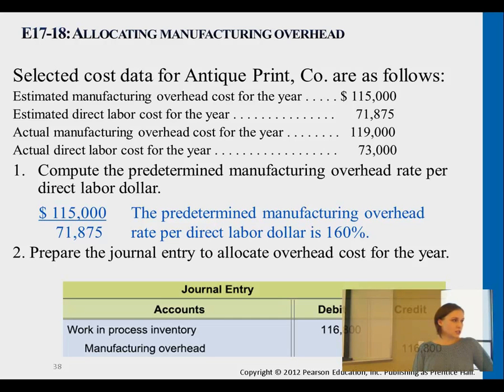So you're dealing with actual numbers right now, right? Yes. So how do I get 116,800? It's your predetermined manufacturing overhead rate per direct labor dollar, right? You're going to take your actual direct labor cost for the year, and you'll multiply that by the predetermined manufacturing overhead rate. So what did we do here? We're taking this actual direct labor cost for the year, 73,000, and we multiplied by 160%. Okay?